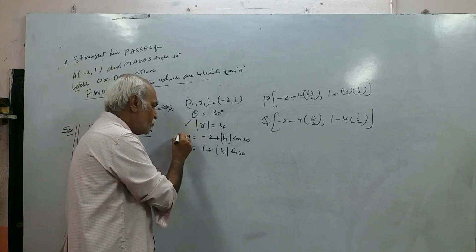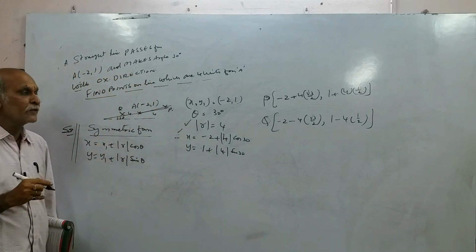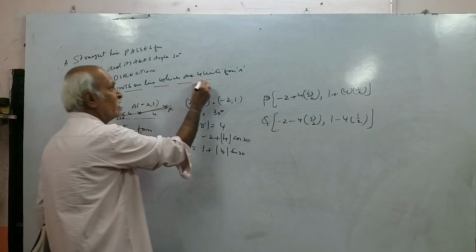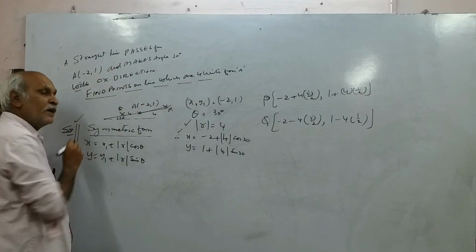So what is important here? What is the given data? How to identify this problem, sir? Whenever it says a distance is given as 4 units, the symmetric form has to be used.